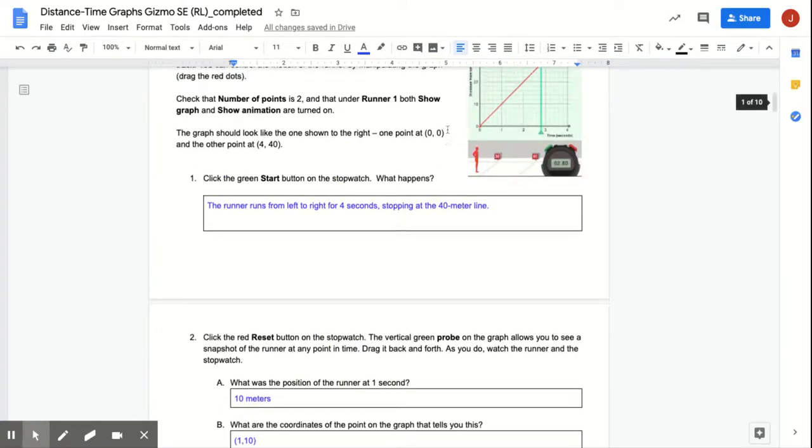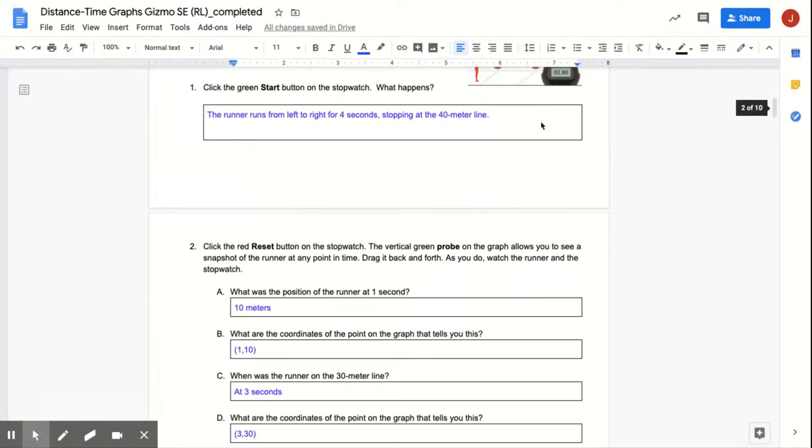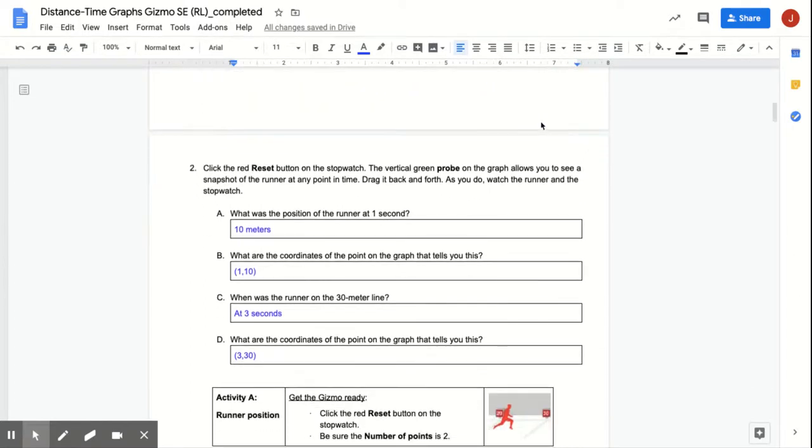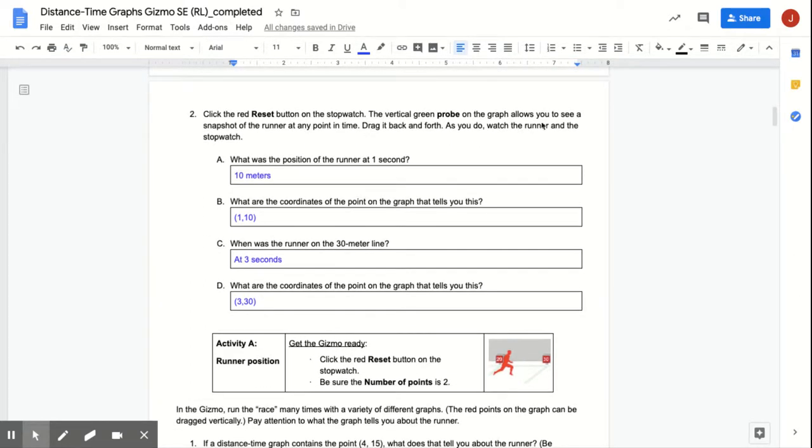That vertical probe, this green vertical probe, just tells you exactly where the runner is at any time. So it's asking you at what position was the runner at 1 second. At 1 second, the runner was at 10 meters. What are the coordinates? That's 1, 10.